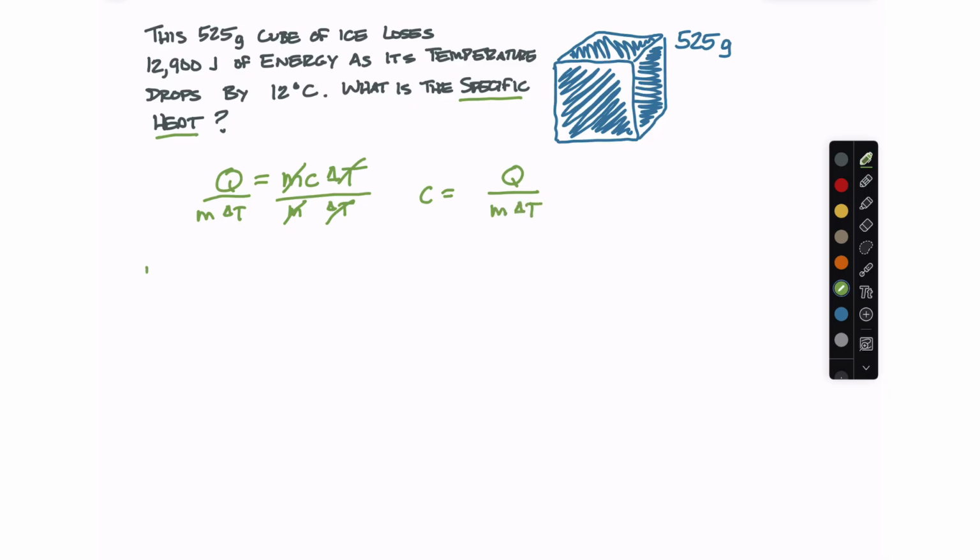Make a quick list of some variables. The M for this is 525 grams. That's a lot of mass. Q is given. Q, the heat. Heat, sometimes called energy, measured in joules. That would be 12,900 joules. And then finally, the temperature change, delta T.